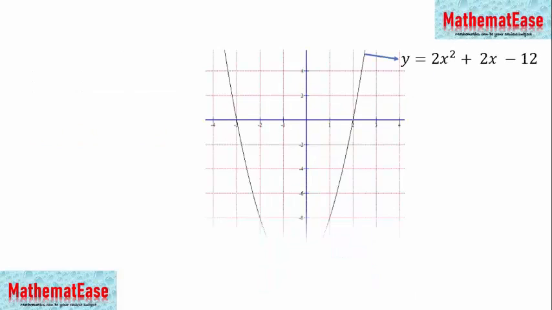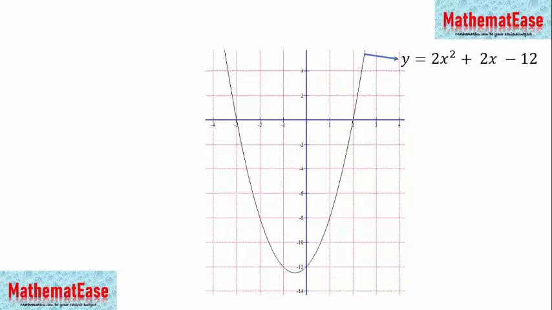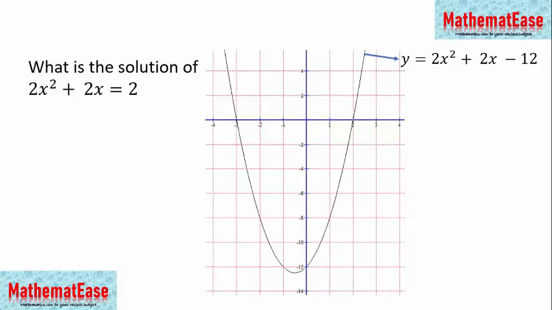This is another one. I'm using the same graph. So this is the question being asked here. This one says 2x squared plus 2x is equal to 2. When you look at this question critically, you discover that it's not exactly 2x squared plus 2x minus 12.